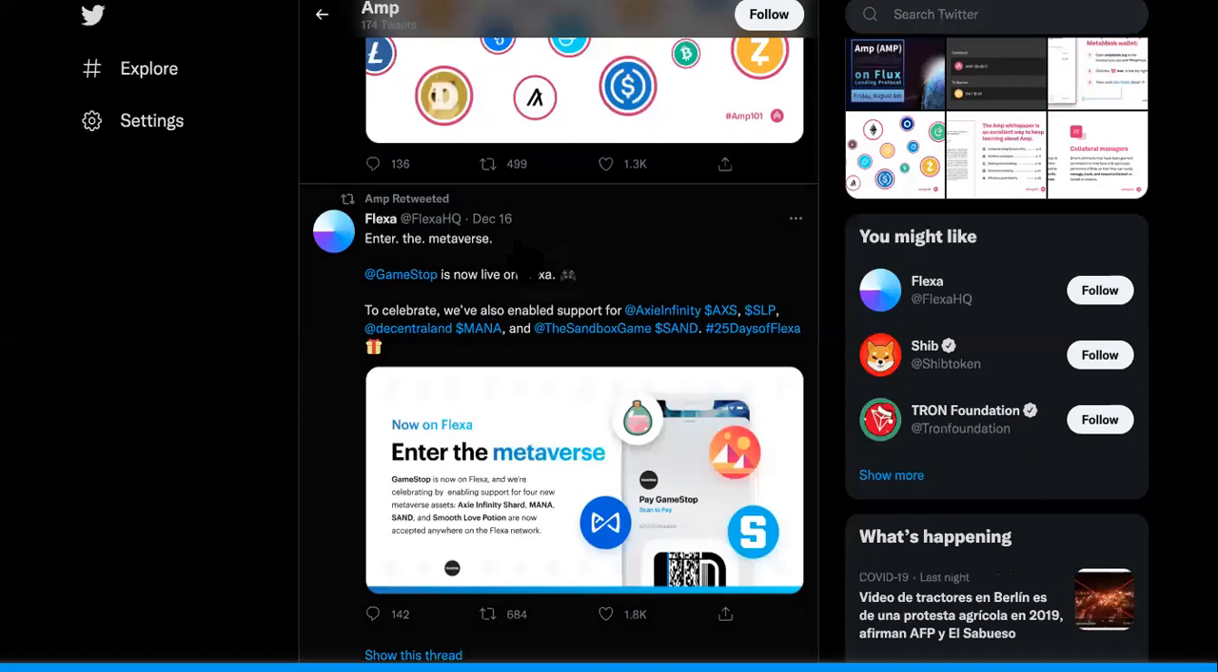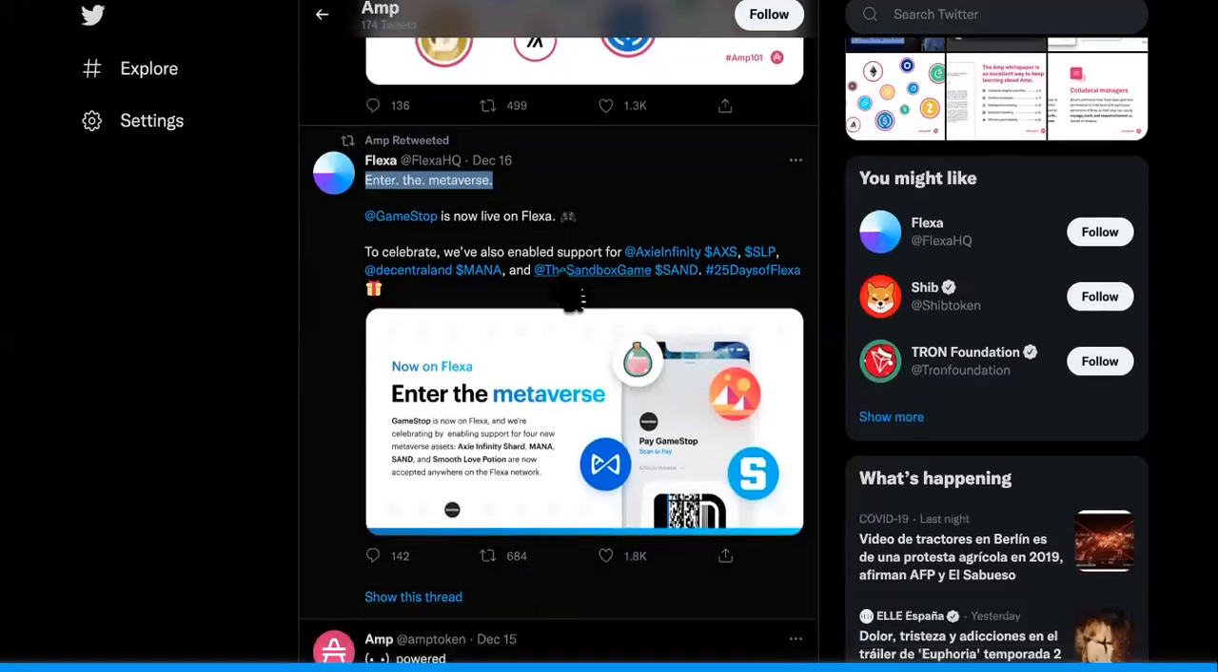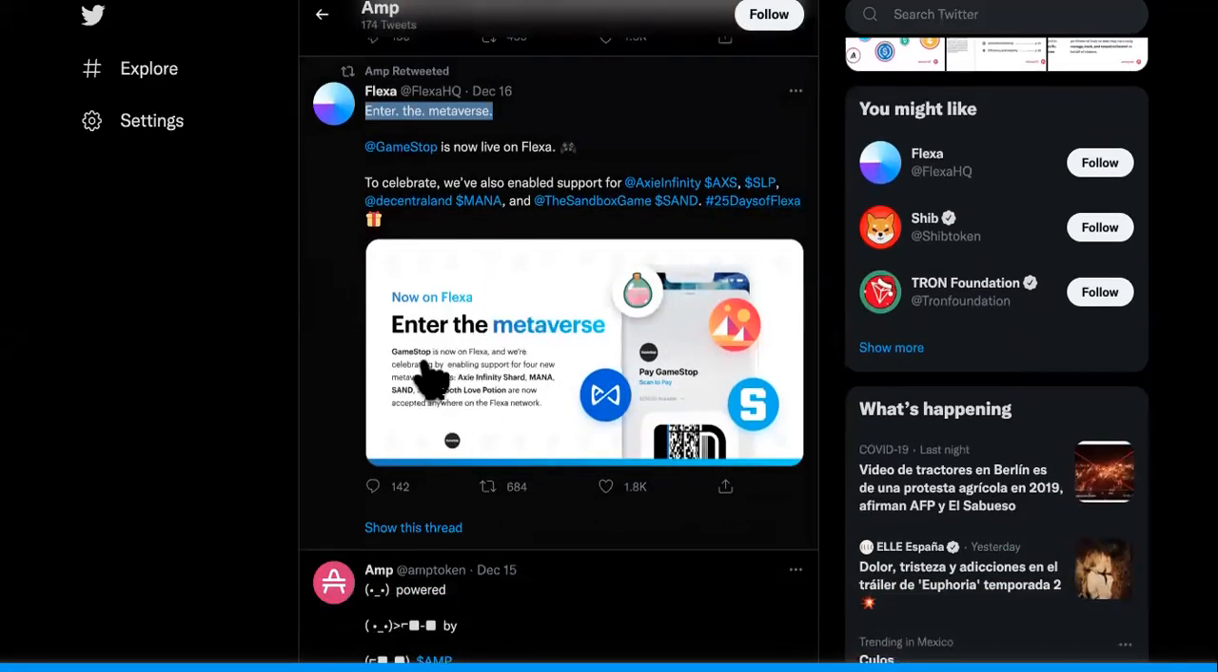What I wanna talk about today is the fact that Flexa Amp has entered the metaverse. And if you don't know what I'm talking about, as you can see right here, it says GameStop is now on Flexa and we're celebrating the enabling support for our four new meta assets. So these meta assets are on Flexa.